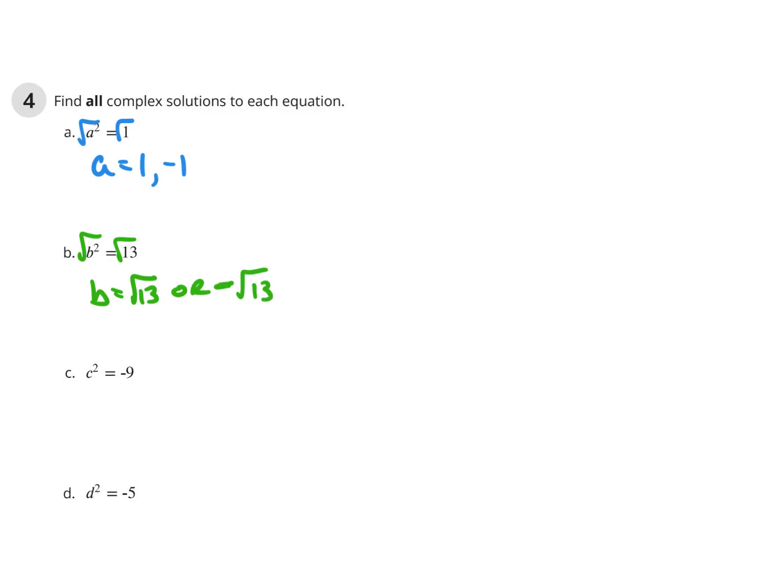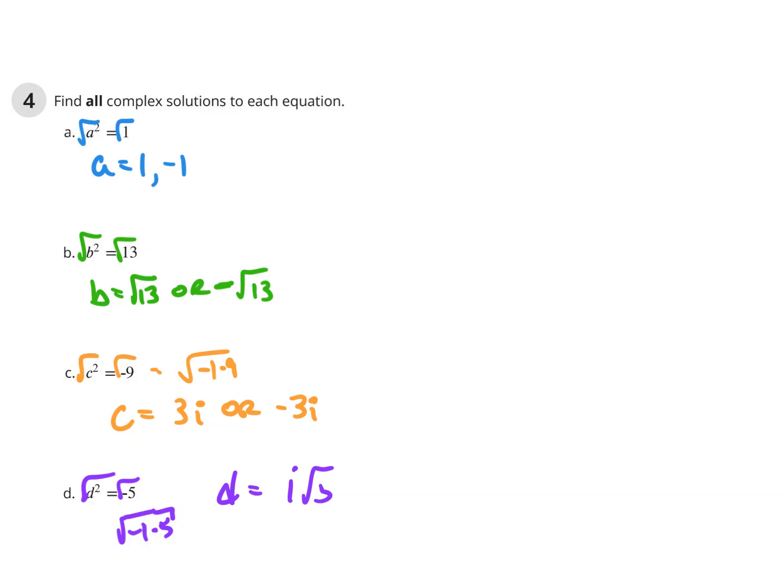So now, when we square C, you separate this into -1 times 9. C will equal the square root of 9, which is 3. The square root of -1 is i. But you could get -3i. And then finally, when we square root D, this separates into -1 times 5. And then D will be i root 5 or -i root 5.